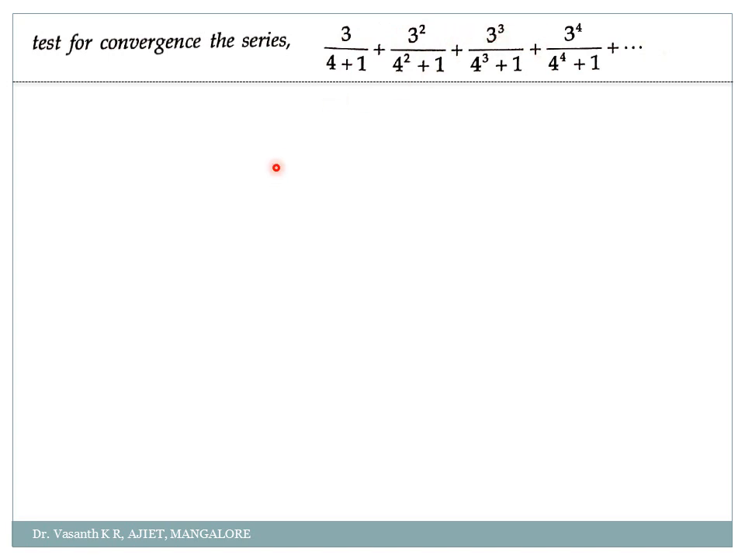That is your numerator. Fine. Denominator. 4, 4, 4, 4, 4 as it is. 1, 2, 3, 4. 4 to the power n. Plus 1 is there in all the terms, so you add plus 1. So un will be simply 3 to the power n divided by 4 to the power n plus 1. Finished. Easy. Now what to do?